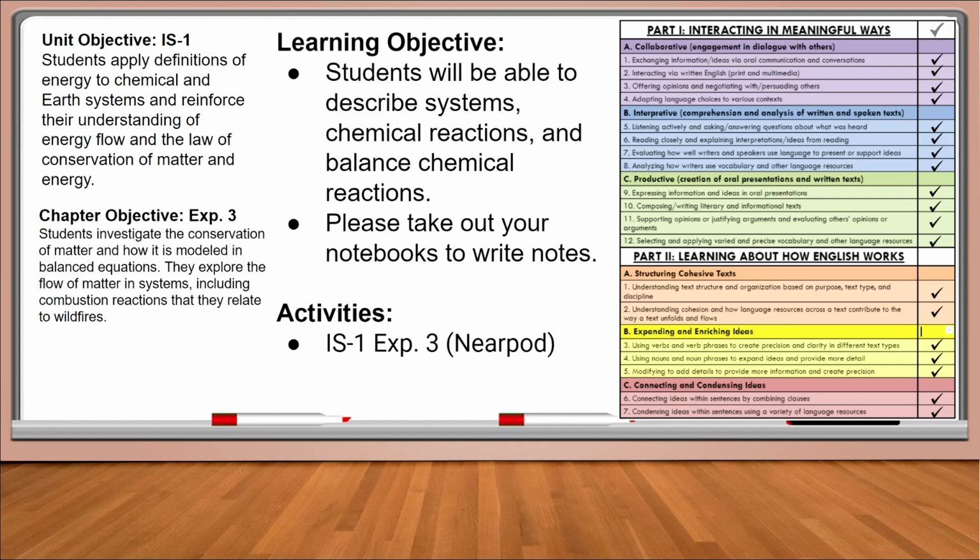Hello everyone. Today's learning objective is students will be able to describe systems, chemical reactions, and balanced chemical reactions. Please take out your notebooks to write notes and open IS-1 Experience 3 Nearpod on your screens.